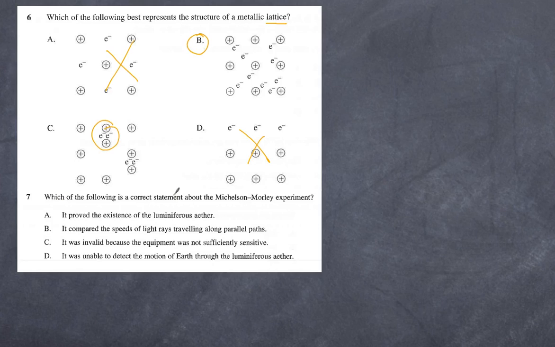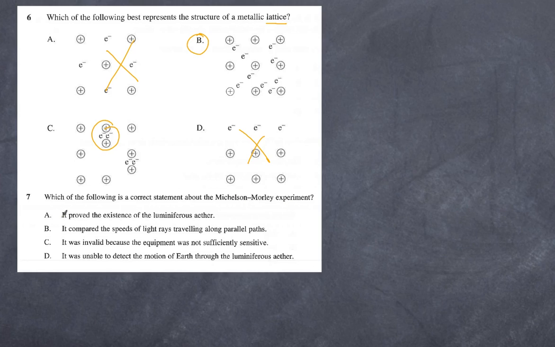Question 7. Which of the following is a statement about the Michelson-Morley experiment? The Michelson-Morley experiment, of course, was an experiment to verify the existence of ether by measuring the speed of light traveling in opposing directions, or at least right angle directions, of the supposed ether. Now, it was a valid experiment and a very reliable experiment. It's just that they got a null result. So out of these statements, which is correct?